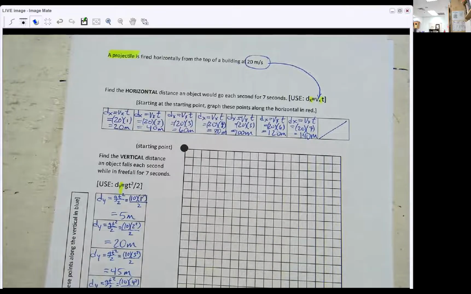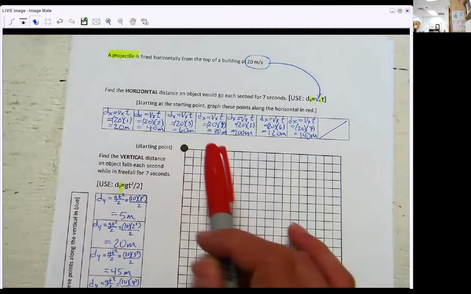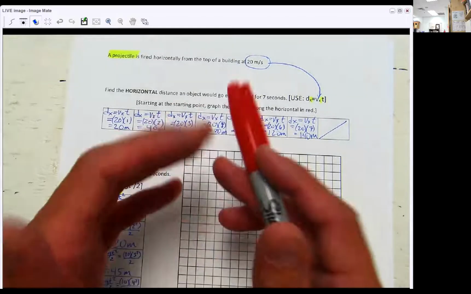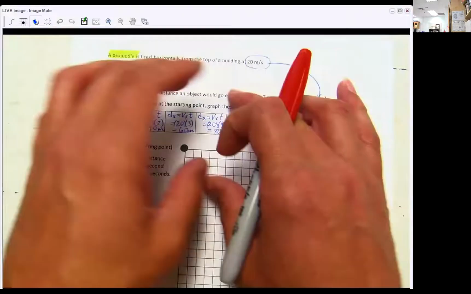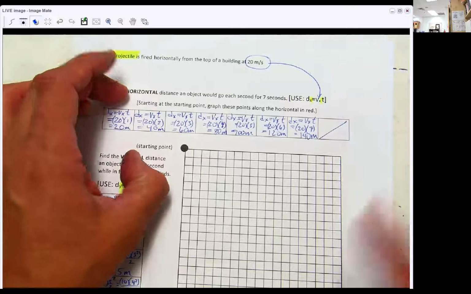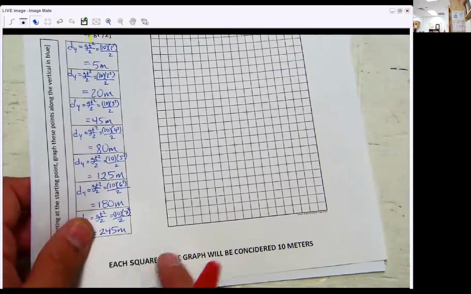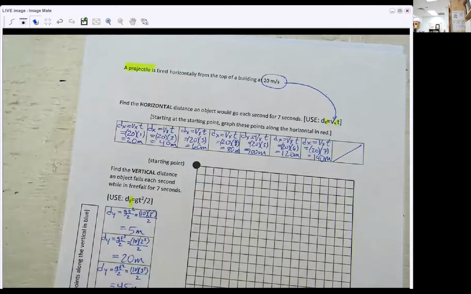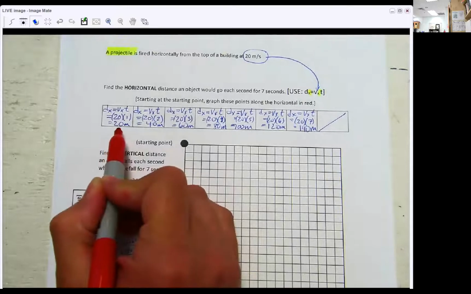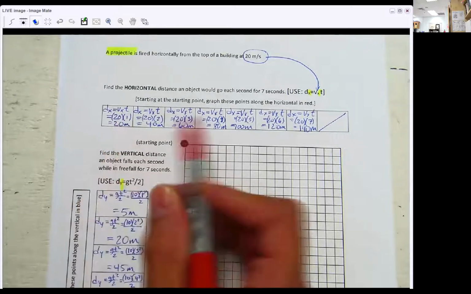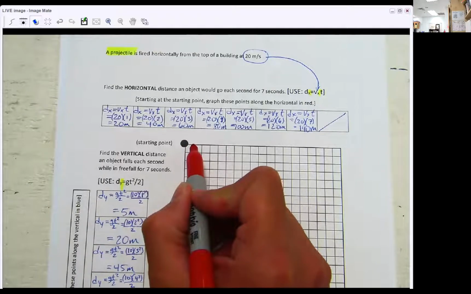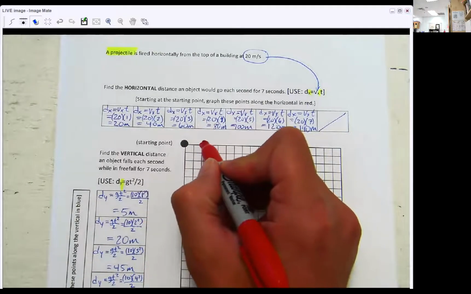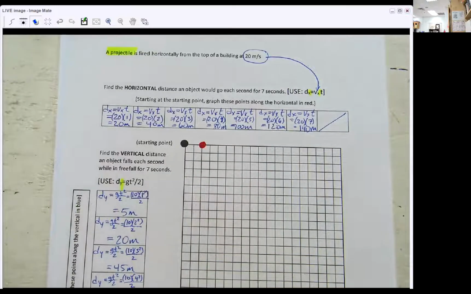So starting from the starting point, we want to start putting the points down where the object would be if it was just the horizontal motion. If you notice down here at the bottom, it says each square in the graph will be considered 10 meters. So that means going across, each line is worth 10 meters. So the first box here is 20 meters: if it starts at 0, the first line would be 10, and then 20 would be right here. So here's the first one at 20 meters.